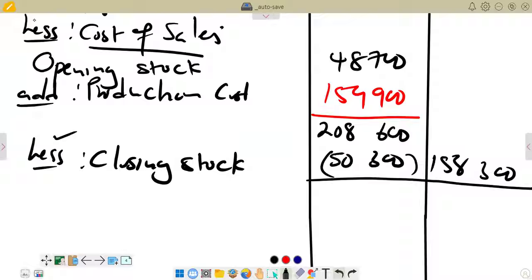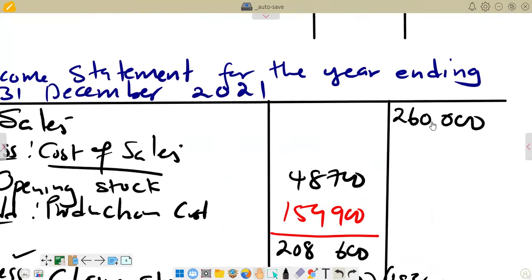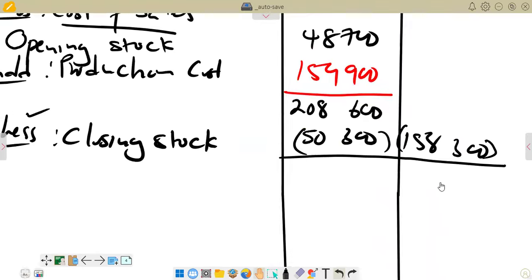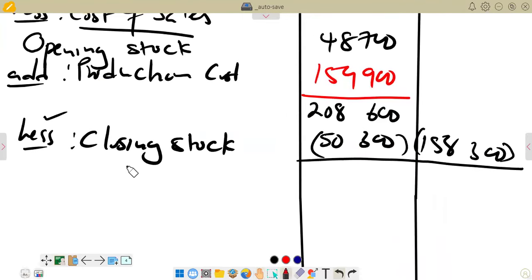Here, cost of sales, we are saying less, so we're subtracting. It's just shown in brackets. And then for the calculation now, we say 260,000 for sales and we subtract the cost of sales, which is 158,300. The answer is supposed to come here, and we are going to indicate it as our gross profit. The figure that we are supposed to get is 101,700.